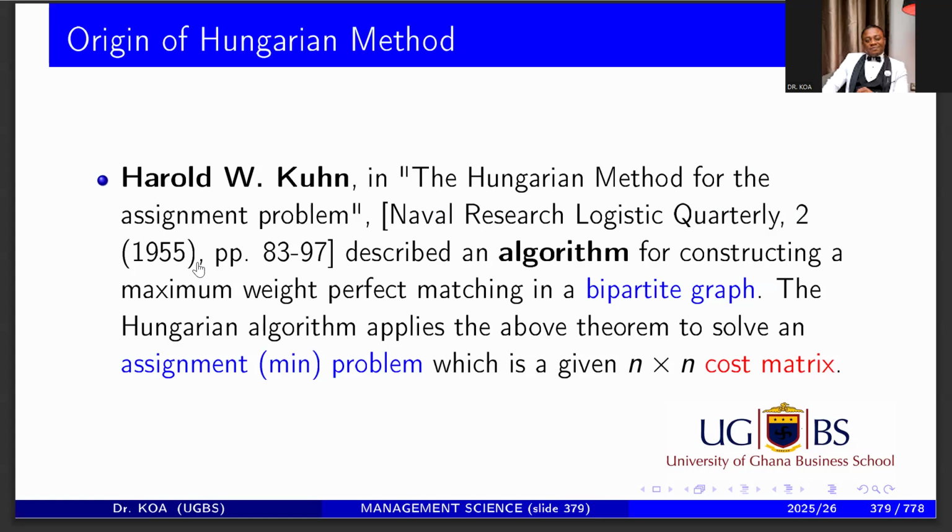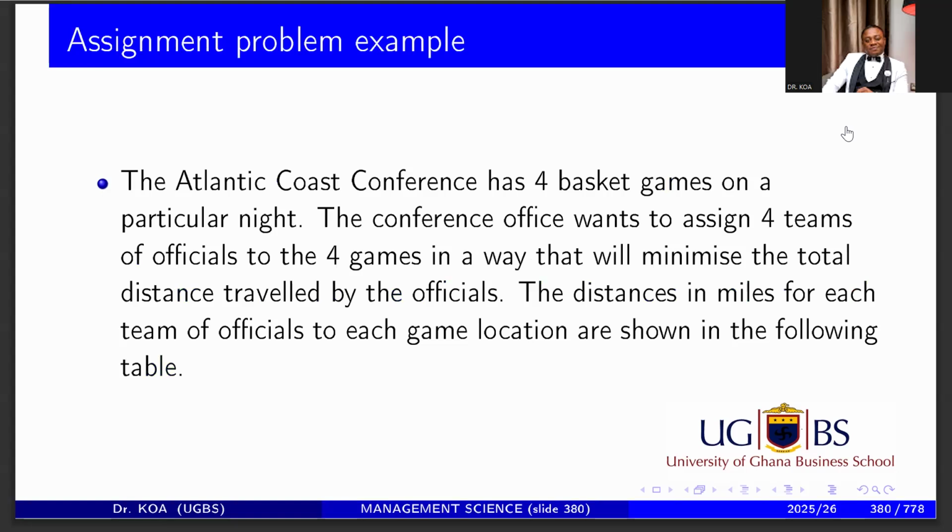Harold Kuhn published his work in 1955, known as the Hungarian method for the assignment problem, in the Naval Research Logistics Quarterly. He described the algorithm, the step-by-step procedure for constructing a maximum weight perfect matching in a bipartite graph. And so today we use the Hungarian method to solve such assignment problems, which are purely minimization problems. Either you minimize costs or you minimize distance or something else.